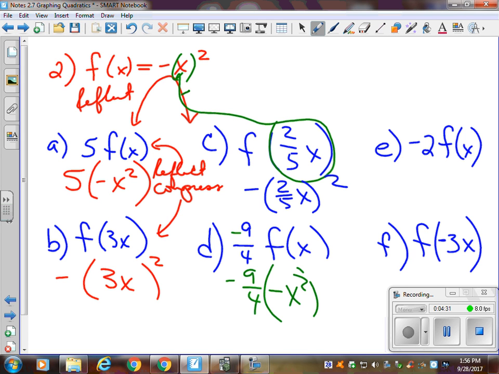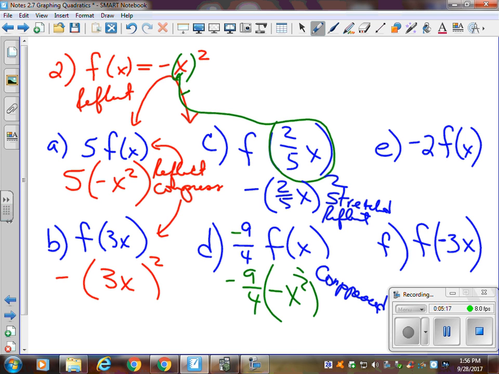Okay? But if you're doing this one down here, the whole entire problem becomes the parentheses because you're wanting to do negative 9 over 4 times the whole thing, which changes the problem. Now it doesn't reflect anymore, right? But this one compressed because isn't 9/4 bigger than 1? Is 2/5 bigger than 1? Then this one stretches. And because it already had a negative in the problem, it's still reflected though, right? The graph originally reflected, it's still reflecting, but now it's stretched my reflection.